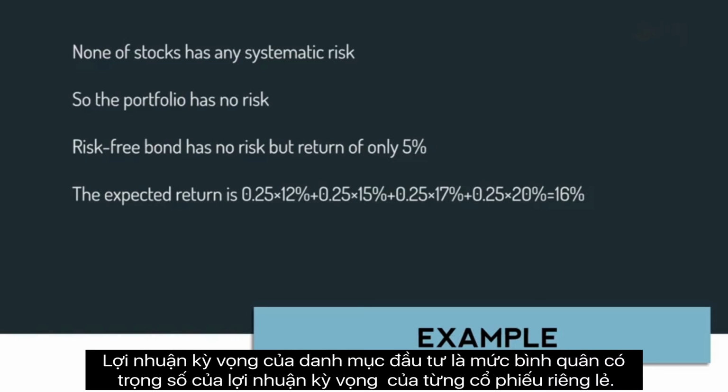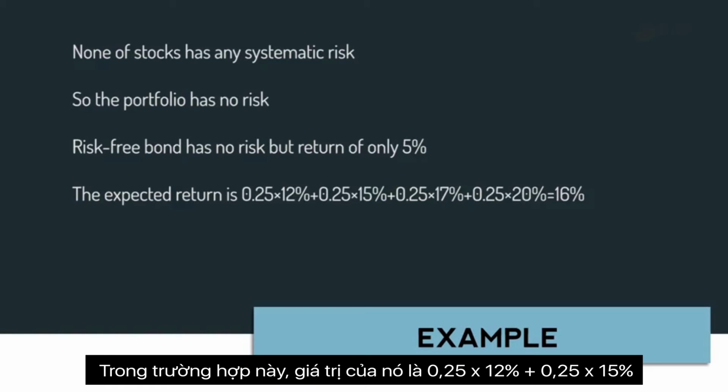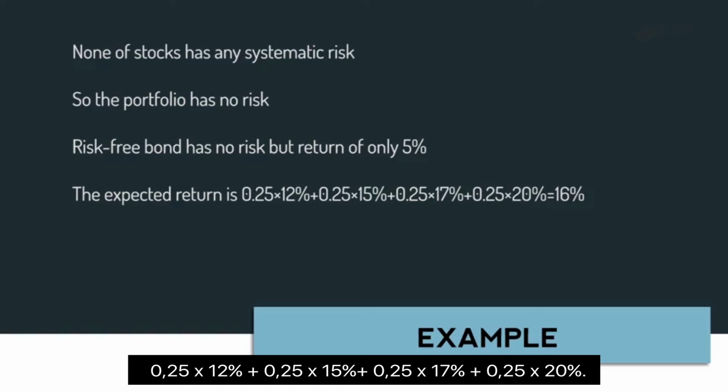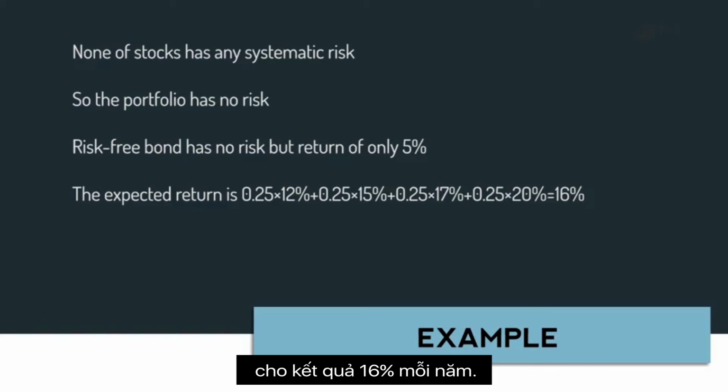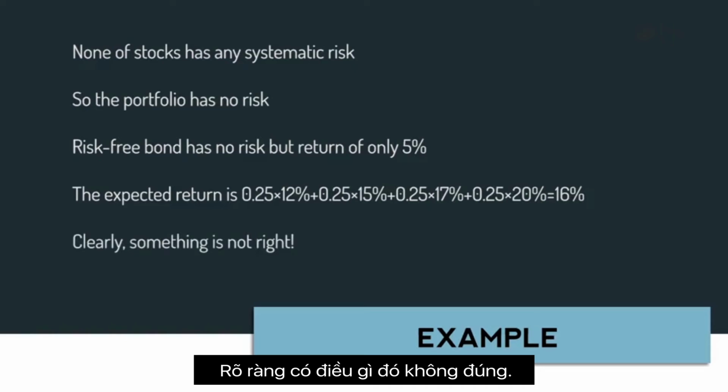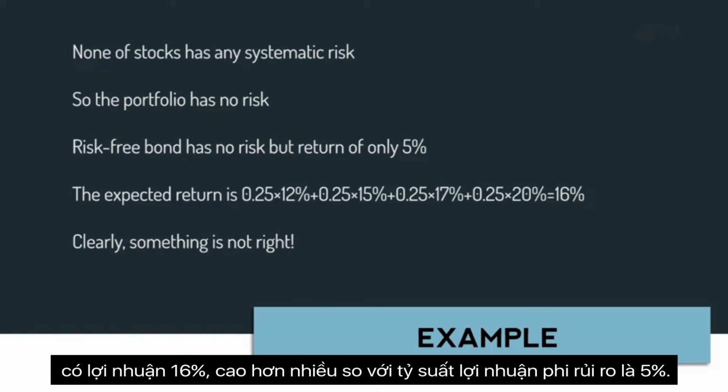The expected return of a portfolio is a weighted average of the individual stock's expected return. Here it is 0.25 times 12% plus 0.25 times 15% plus 0.25 times 17% plus 0.25 times 20%, which works out to 16% per year. Clearly something is not right. The portfolio has zero risk but has a return of 16%, which is much higher than the risk-free rate of return of 5%.